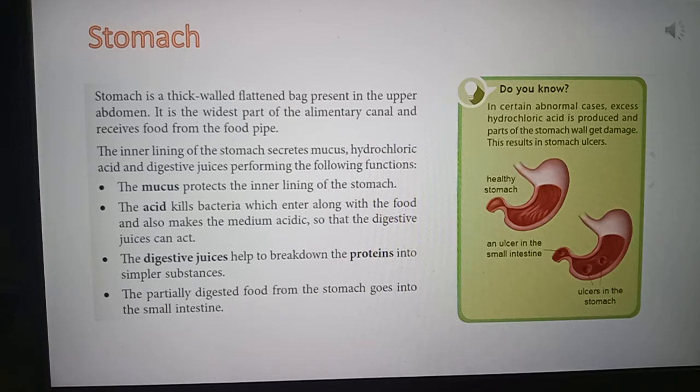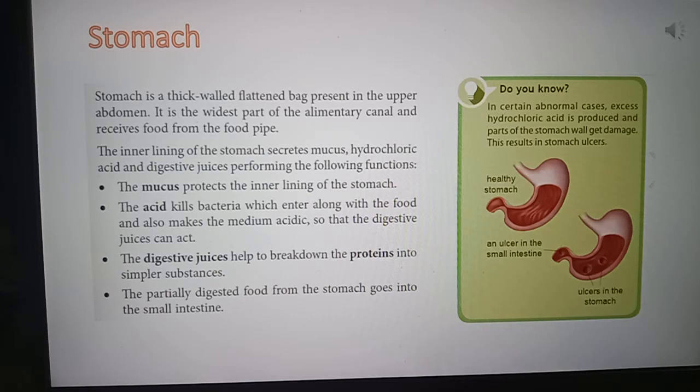Now, we had discussed the alimentary canal, the organs of the alimentary canal. This stomach is the widest part of the alimentary canal. I hope you all understand now. It is the widest part of the alimentary canal. It is able to receive the food from the food pipe or the esophagus. Now, a very important thing, just try to understand it.